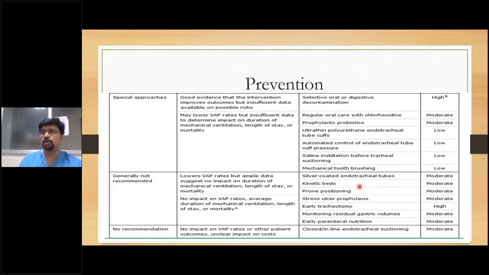Kinetic beds. So the point is basically try to keep the patient position changing, and either put them on the left lateral, right lateral, just try to elevate the bed position or reduce their bed position, and thereby try to maintain ventilation perfusion ratio in all the aspects of the lungs.